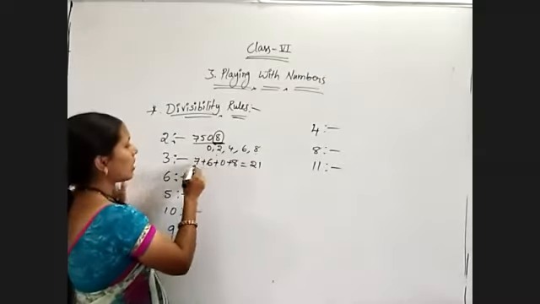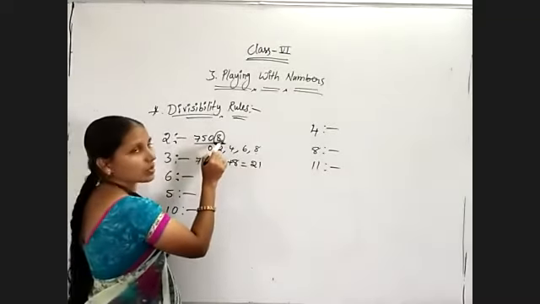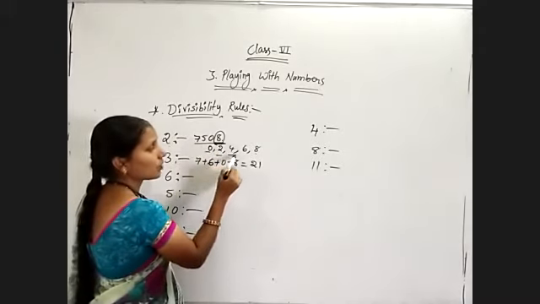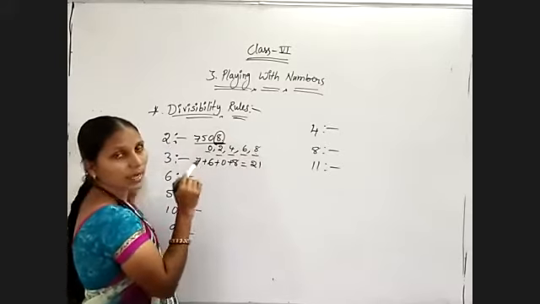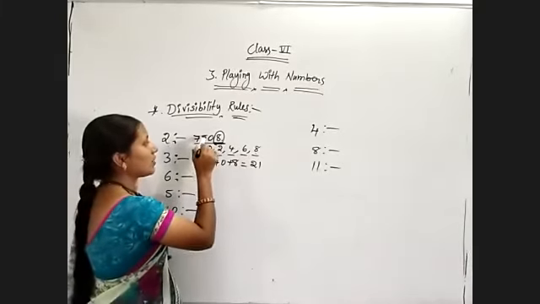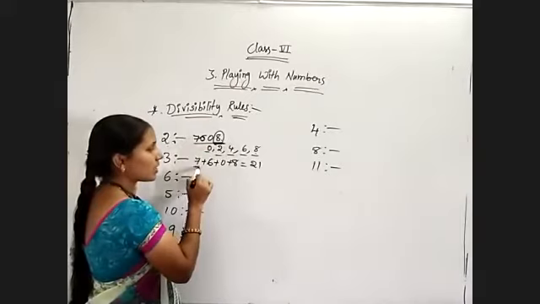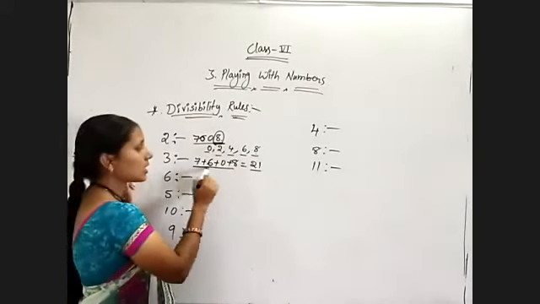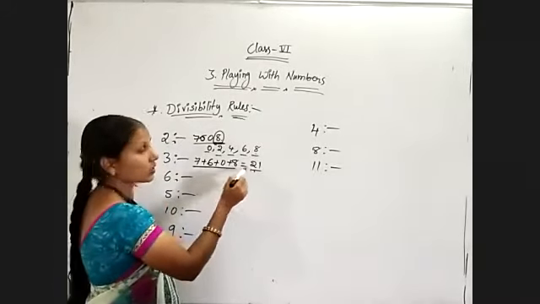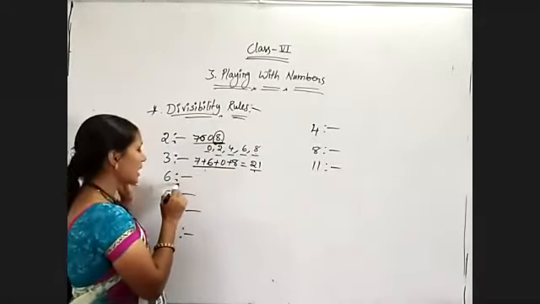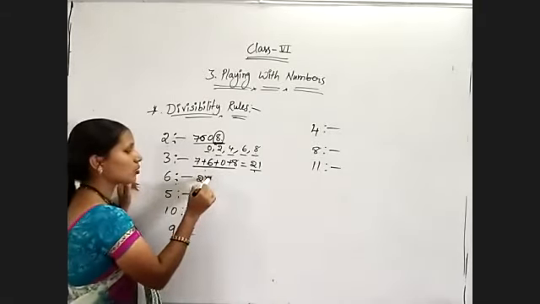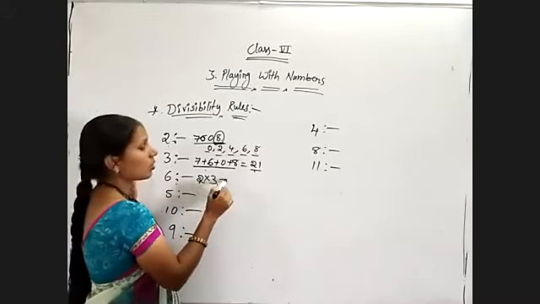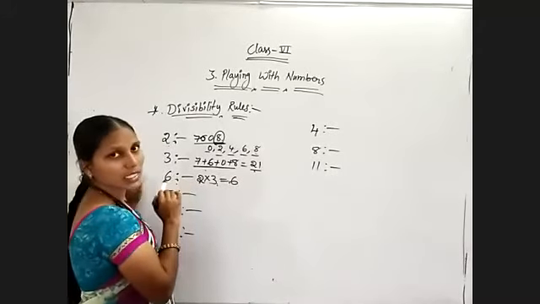Now, how are we checking whether a number is divisible by 2? When the unit digit is 0, 2, 4, 6, or 8, it is divisible by 2. And if the sum of the digits is a multiple of 3, then only it is divisible by 3. In this number, the sum of the digits is 21, so it is divisible by 3 also. A number which is divisible by both 2 and 3, since 2 threes are 6, is divisible by 6. Otherwise, it is not divisible by 6.